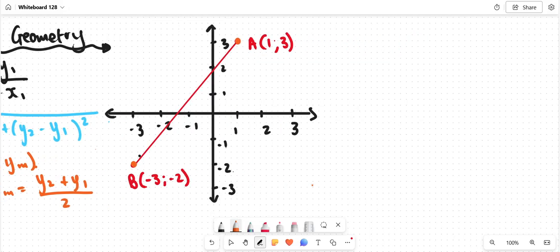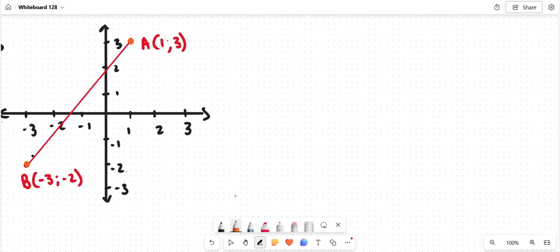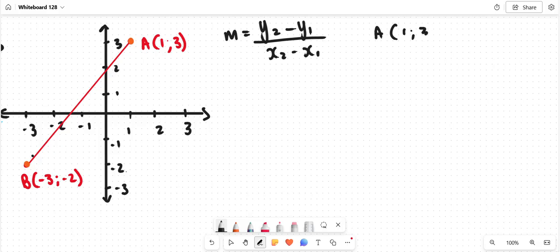So let's first calculate gradient. Gradient is written as m equals y2 minus y1 over x2 minus x1. So what does that actually mean? You need your coordinates first of all, and you're given A, which is (1, 3). We're given B, which is (-3, -2). So remember, coordinates are written as an x and a y. They always come like that, the x first and then the y.